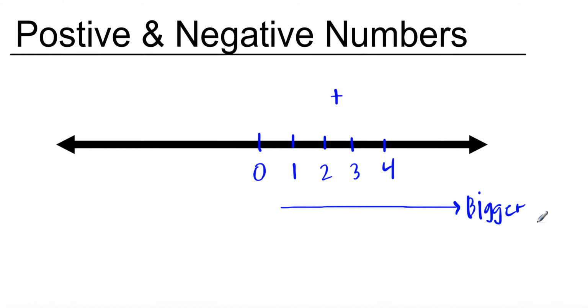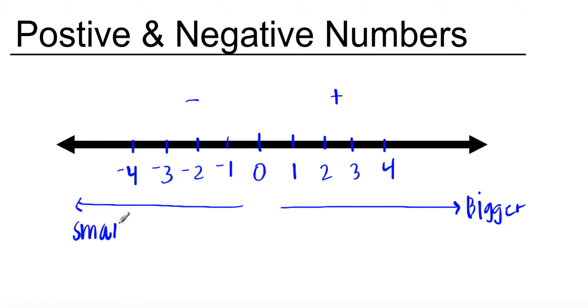And now let's explore the left side of the 0. And we've got -1, -2, -3. We'll just stop at -4. And on the left side of the 0, we have negative numbers. And so together, this group of numbers, we call these integers. And as we go from 0 farther to the left, these numbers actually get smaller.